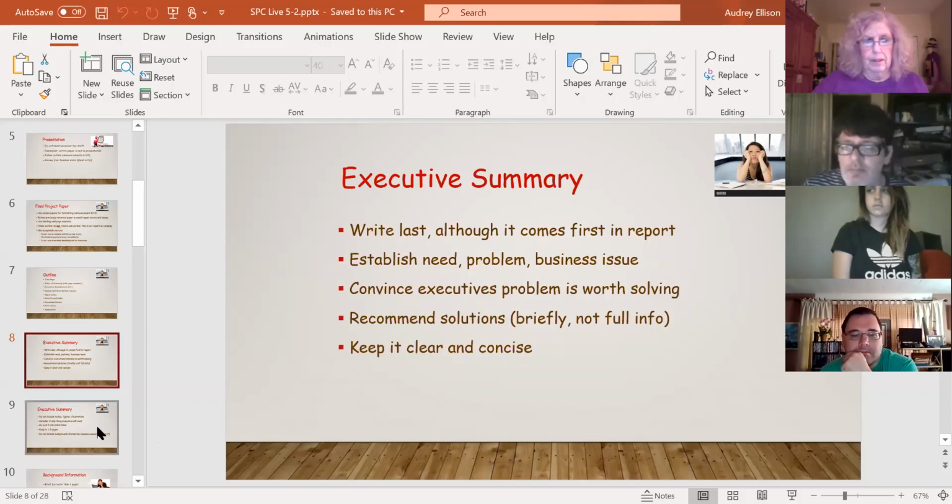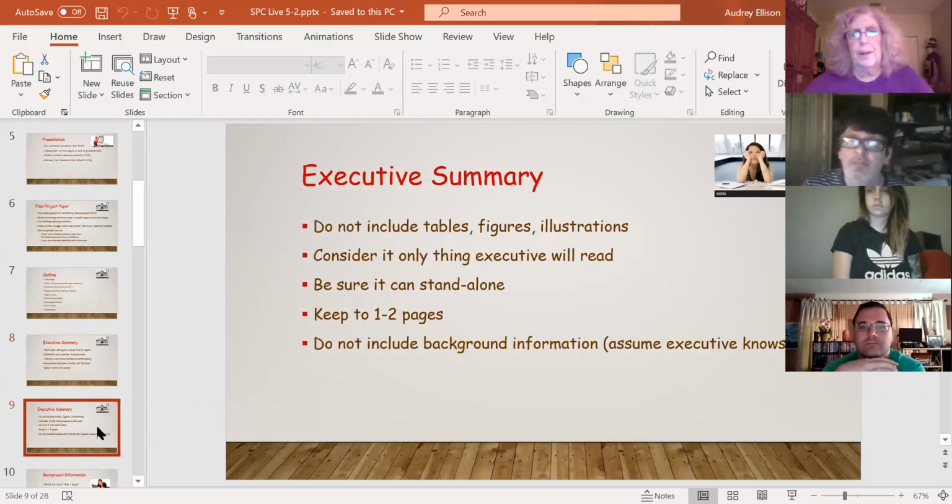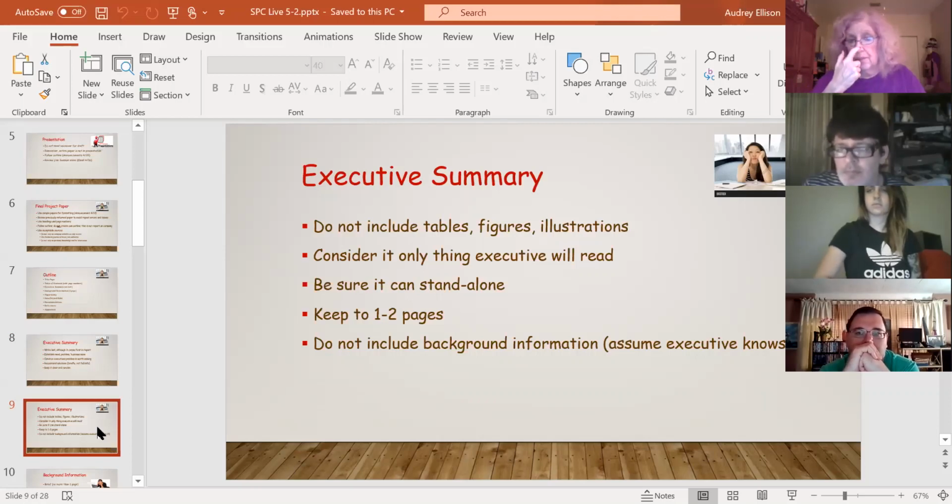Continuing with executive summary. You don't include any tables, figures, or illustrations. You could say that they are in the appendix, but you do not include them at all. Consider it the only thing that the executive will read. If they can't read this and get the key points, you haven't done a good executive summary. If they understand what the problem is and what you're recommending, that's a good executive summary.